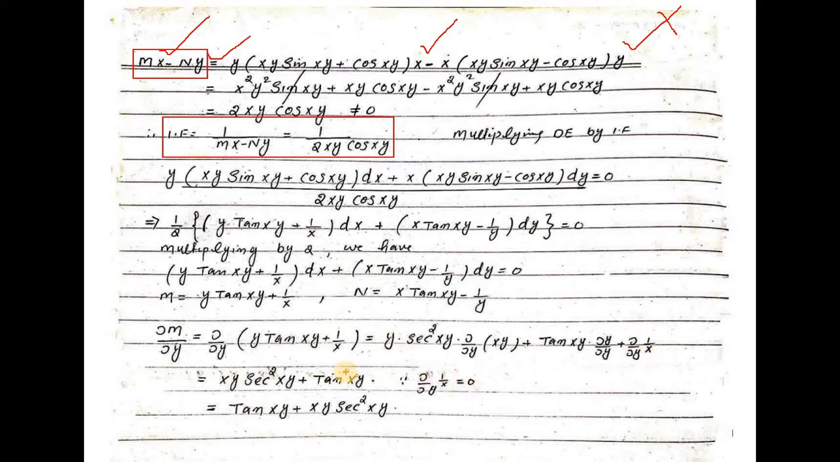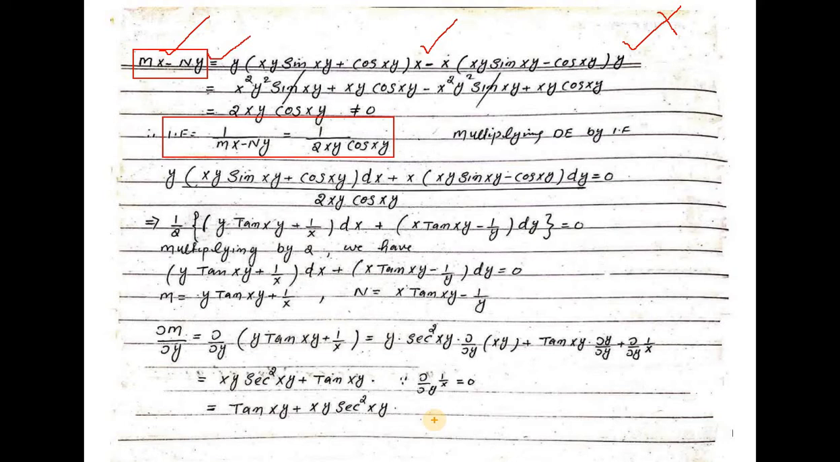Looking again, here we have a product of two functions. So the first function's derivative of tangent, by the chain rule, plus tangent times the partial derivative of the first function plus the partial derivative of the last function. Now simplifying, this will be equal to 0, and finally we write the result as tangent xy plus xy secant square xy. Now we have to calculate del n over del x in the next slide. Then we will compare both the values, whether the condition for an exact differential equation holds or not.